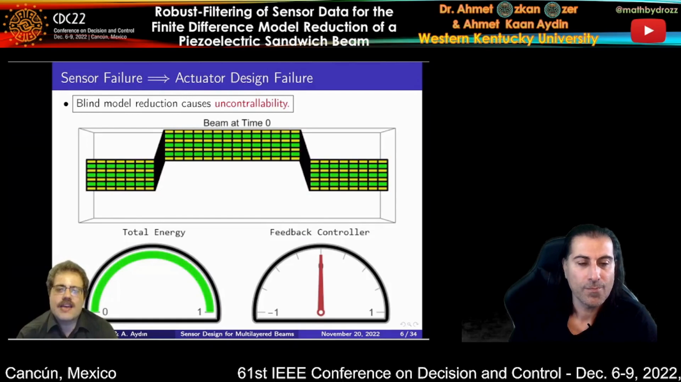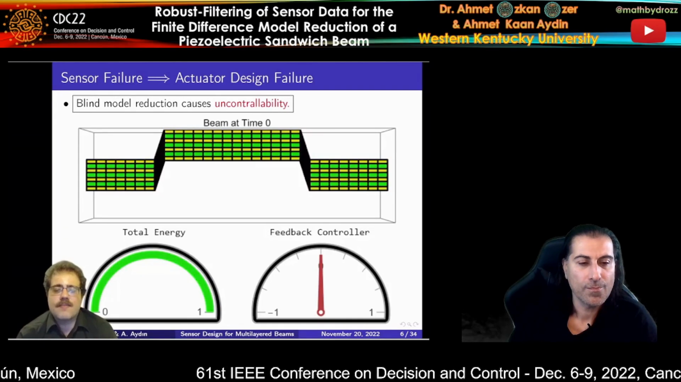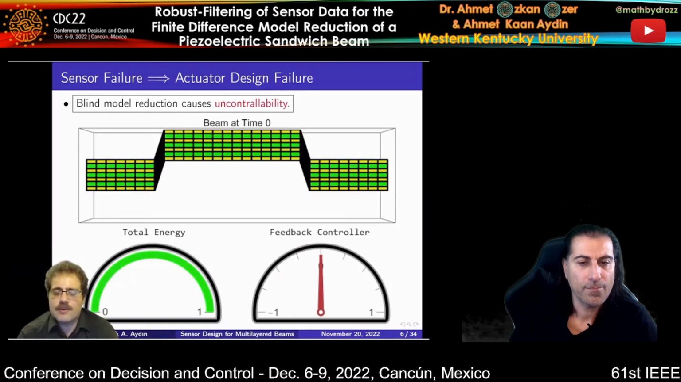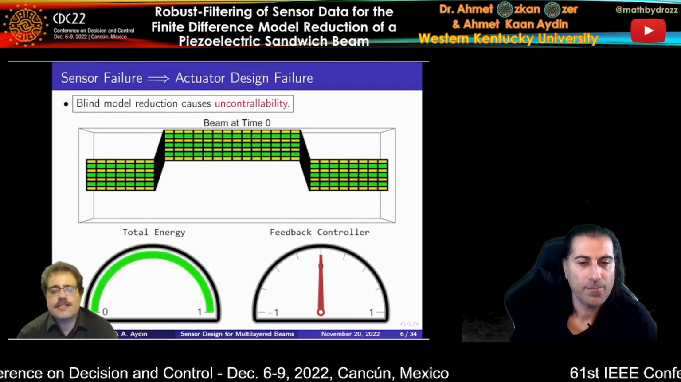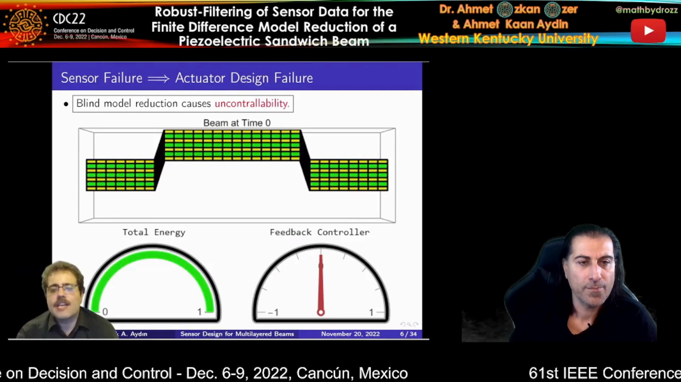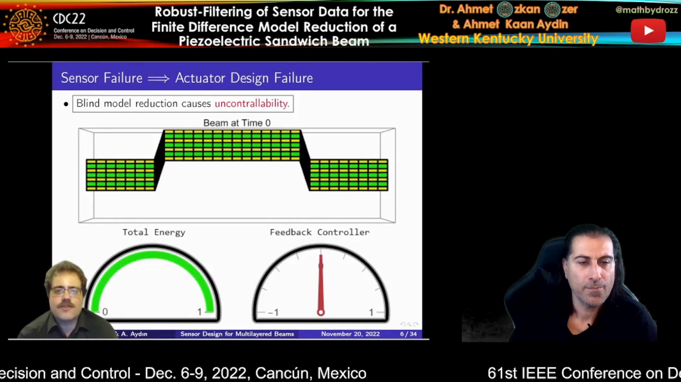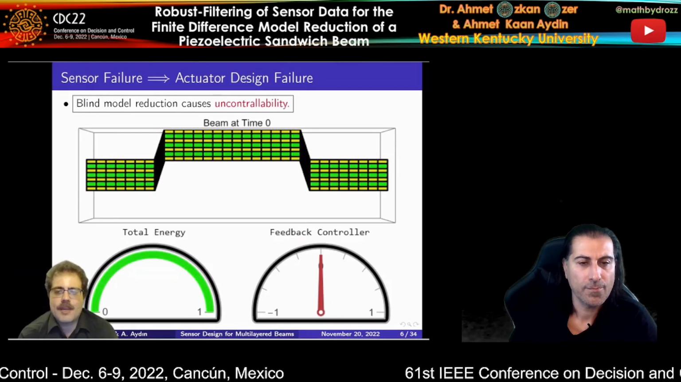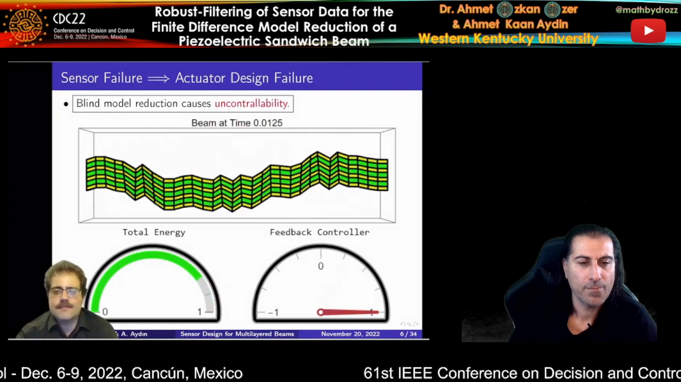The main objective of our research is to design a robust sensor that can be used to construct an accurate actuator that controls the vibrations on the beam. The gauge on the right shows the feedback controller, which is the angular velocity at the tip of the beam. The gauge on the left is the total energy of the system, which is normalized with respect to initial energy. So let's run this simulation here.